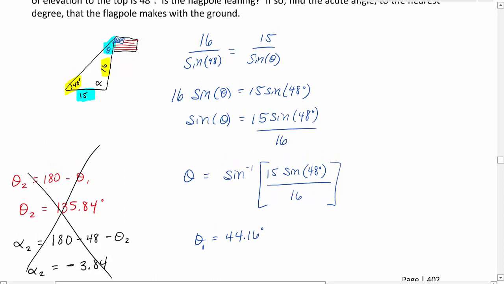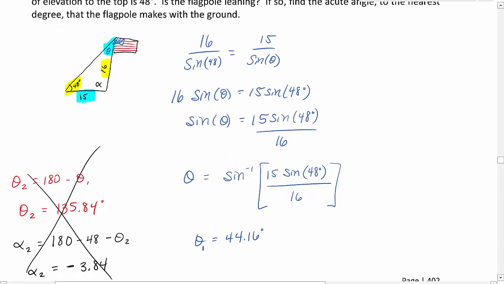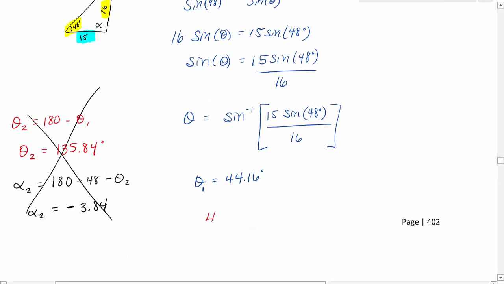All right, let's get back to answering the question in our application problem. So the question is, is this flagpole leaning? To determine whether it's leaning, that means that our angle theta here has to be complementary with the 48 degrees, and it's not. When we add those two together, we get 92.16 degrees. So that means that we're leaning.